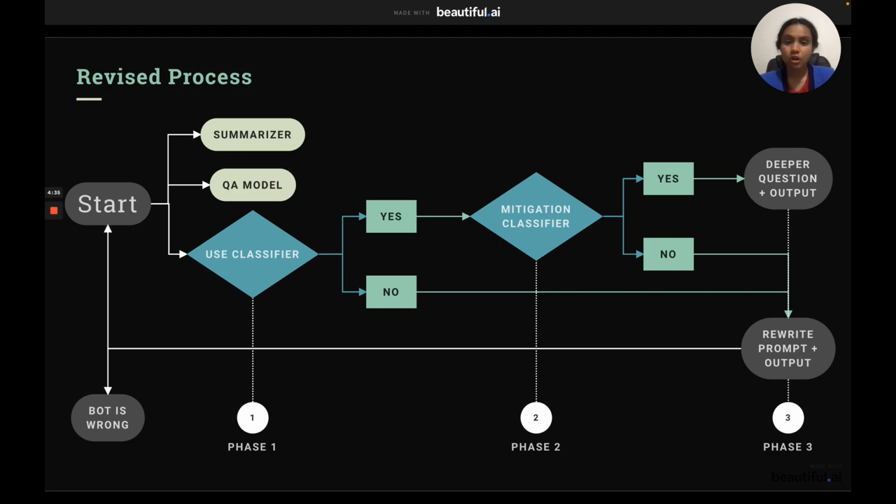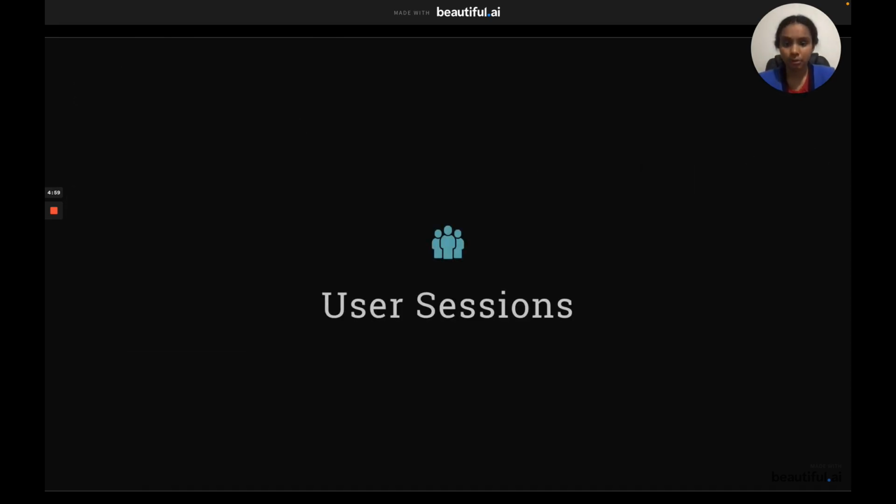In the case that it says no at the use or mitigation classifiers, users are given a rewrite prompt and output specifically designed for what they should do next so that they can restart the process with some more information. Secondarily, the QA model allows the user to be informed on whether or not the classifier might have performed wrong. That is, the classifier can sometimes get it wrong. We're only 92 and 87% accurate, in which case the user is permitted to say the bot is wrong, and this allows us to go back and fine-tune the RoBERTa model more.